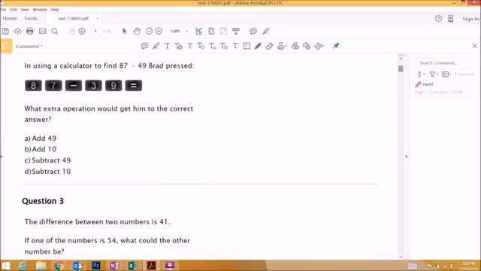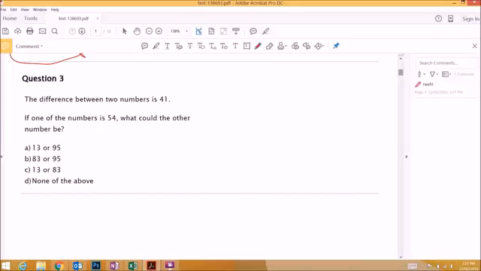In using a calculator to find 87 take away 49, Brad pressed 87 take away 39, so he's put in the wrong number. What extra operation would get him to the correct answer? So he took away 39, he should have taken away 49. If he subtracts another 10 from whatever answer he got here, he's going to get the correct one. So D is our answer there.